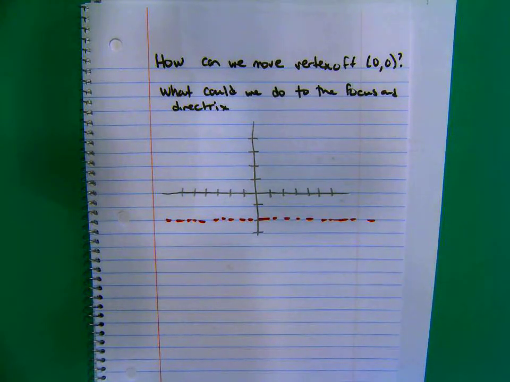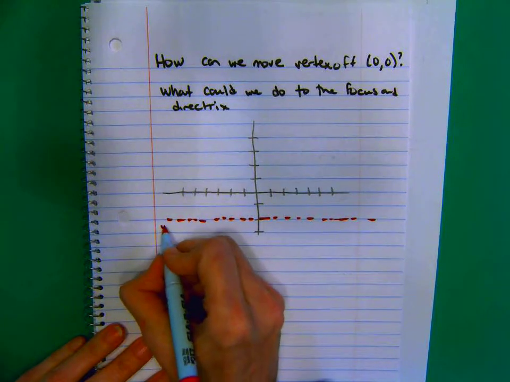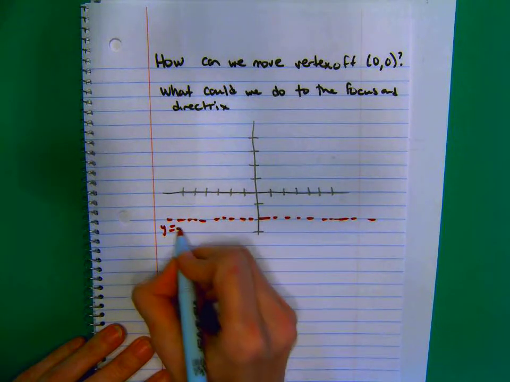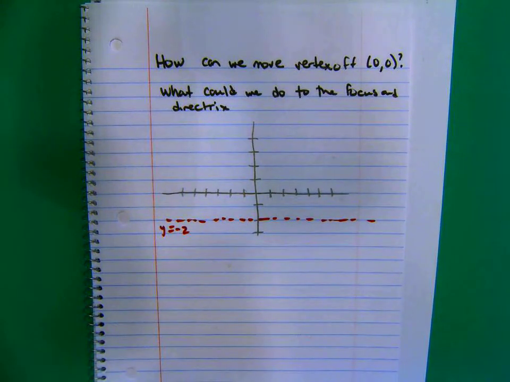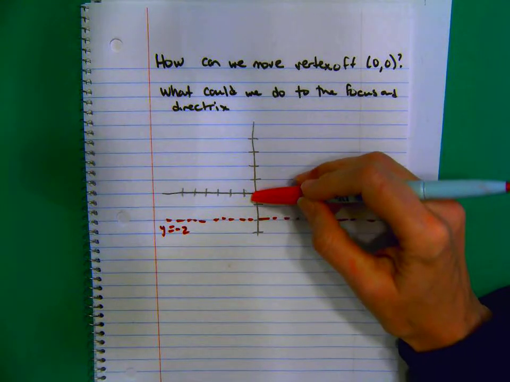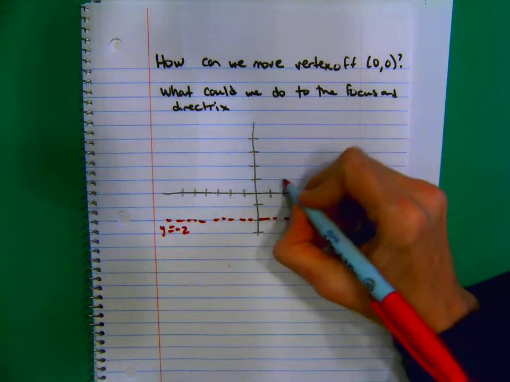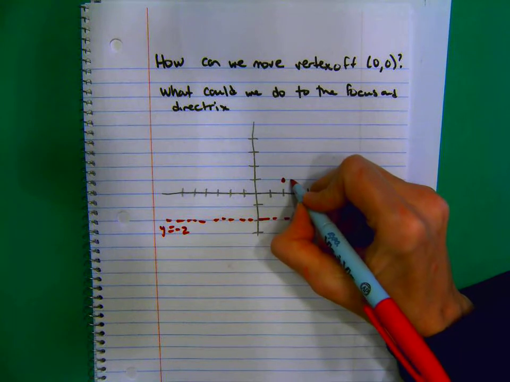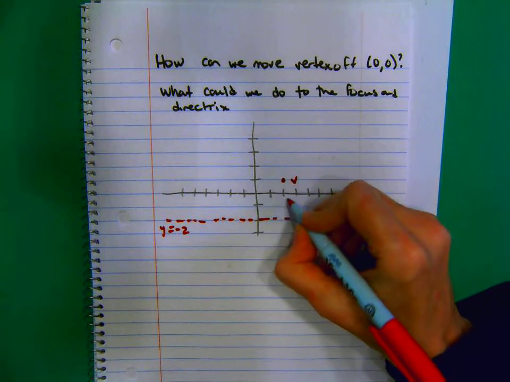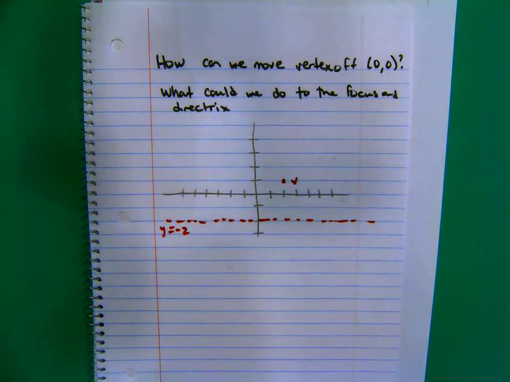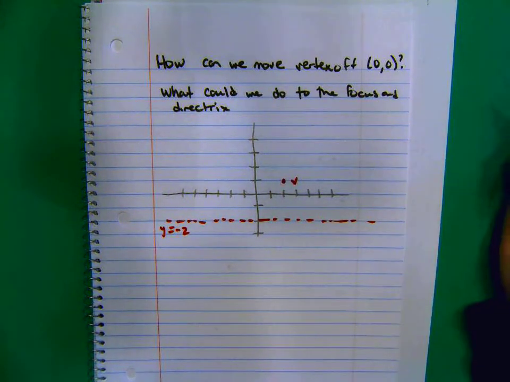If the directrix is down here at y equals -2, right? But I don't want the vertex to be 0, 0. Maybe I want another point. I'm going to just randomly pick that I would like my vertex to be there at 2, 1, right? Where would I want to put my focus to make that happen, to make my vertex be at 2, 1?